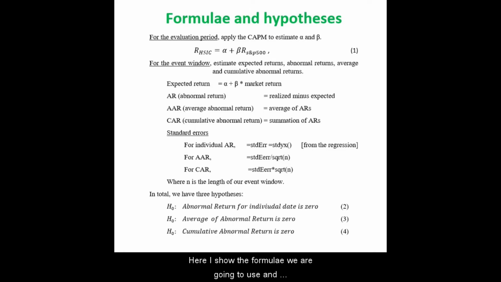Here I show the formulas we are going to use and the hypothesis we are going to test. For the evaluation period, we applied capital asset price model to estimate alpha and beta. Again, alpha is intercept, beta is a slope. This is equation number 1. We use individual stocks return against market index return, we estimate alpha and beta.